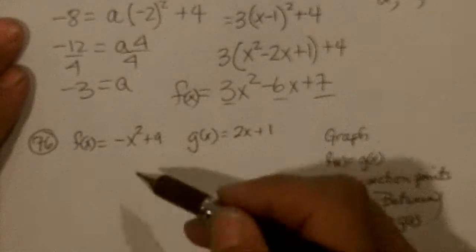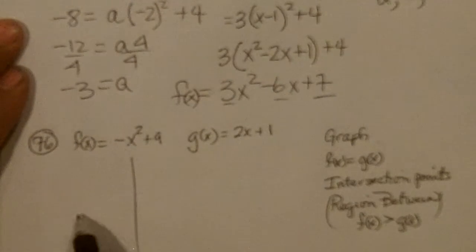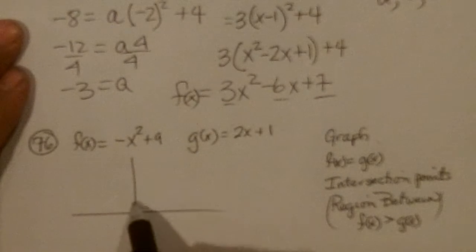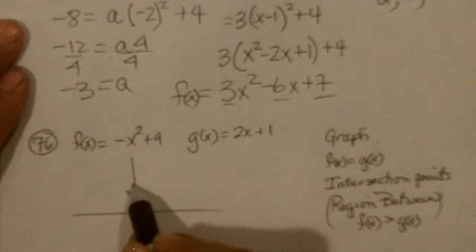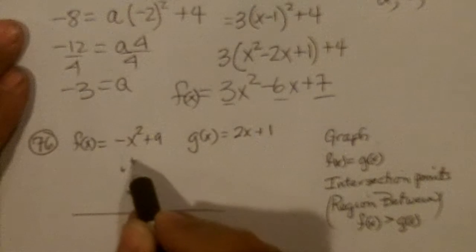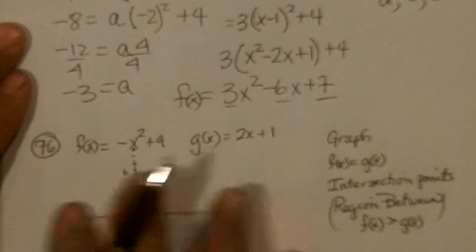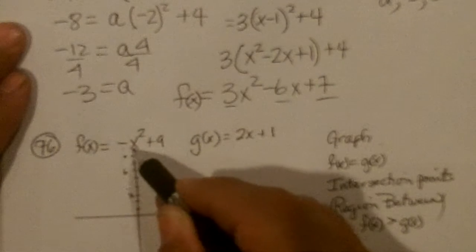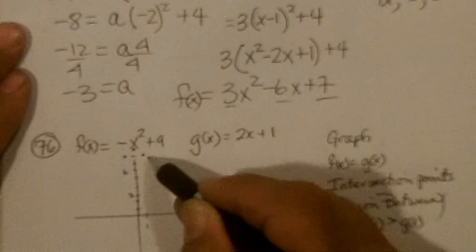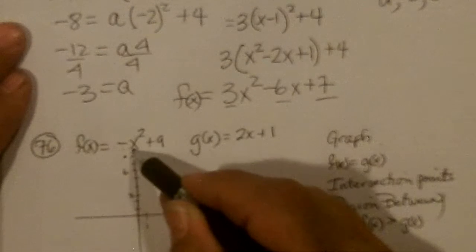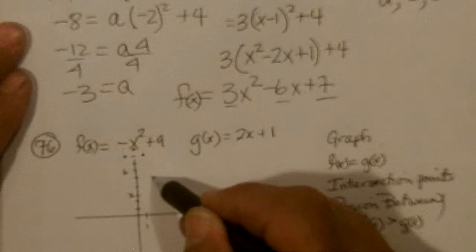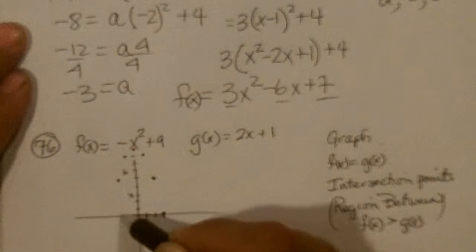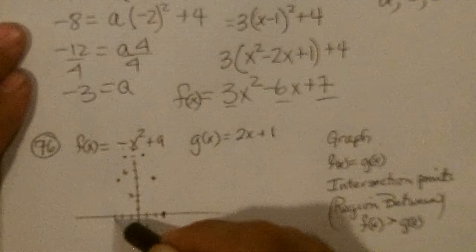Okay, on 76 they said graph these two. F is an upside down parabola, up 9, 1, 2, 3, 4, 5, 6, 7, 8, 9. Not moved sideways, upside down, a 1 in front of it, so it's just 1 over 1 down, 1 over 1 down. 2 over down 4, so from 9 to 4 would be it to 5. And 3 over would be down 9, so it would be clear down here on the axis.